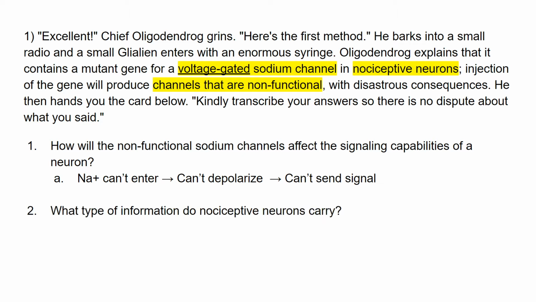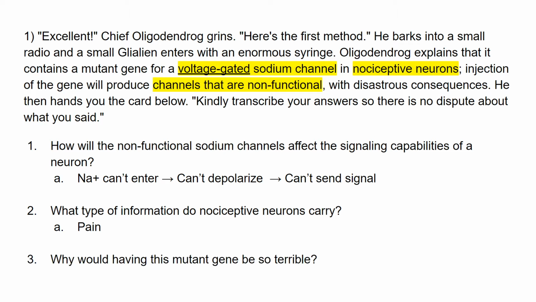What type of information do nociceptive neurons carry? You probably had to Google this to figure it out, but they carry information relating to pain. We have a whole variety of different receptors, and each receptor does a different job. Some carry information about pressure, others carry information about temperature, others carry information about pain, and that's the one we're focusing on here. Why would having this mutant gene be so terrible?